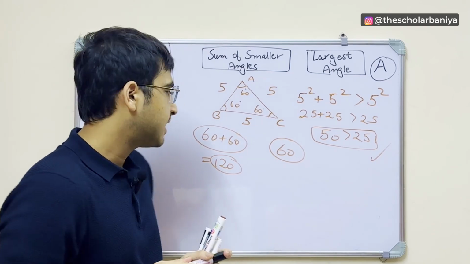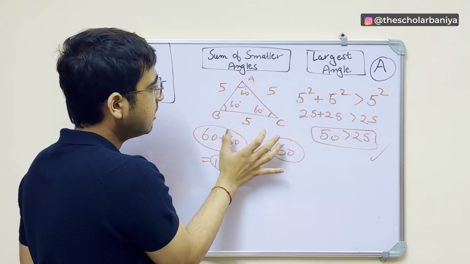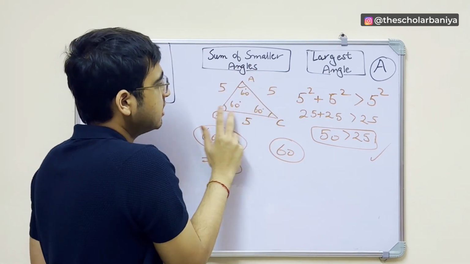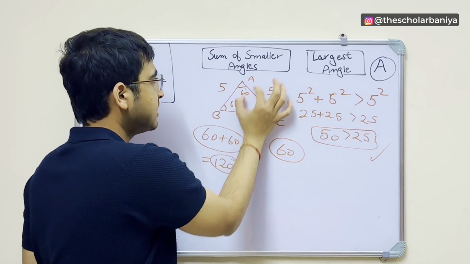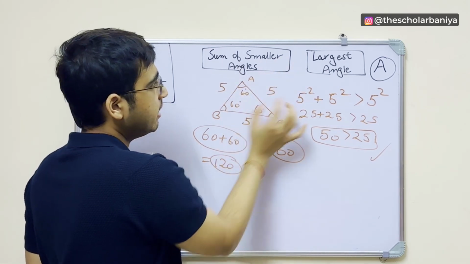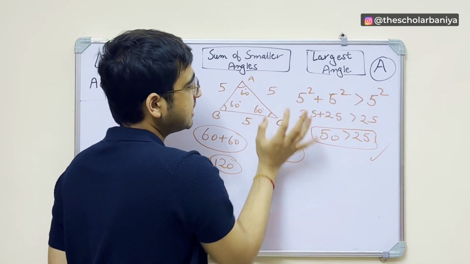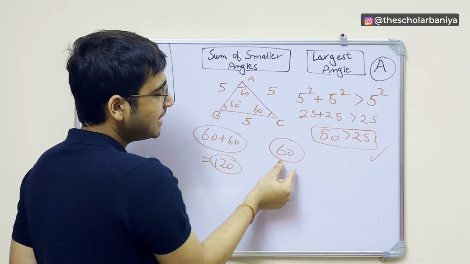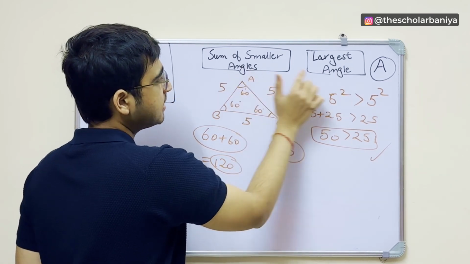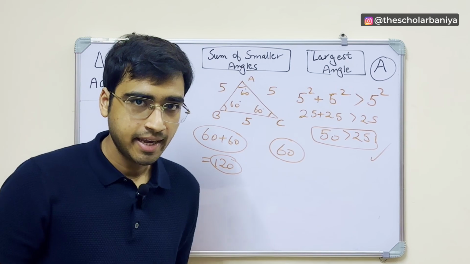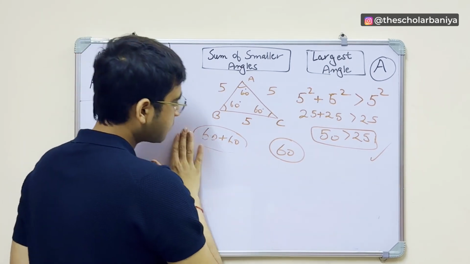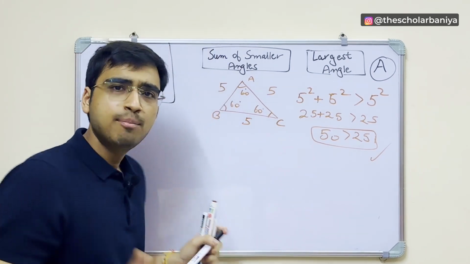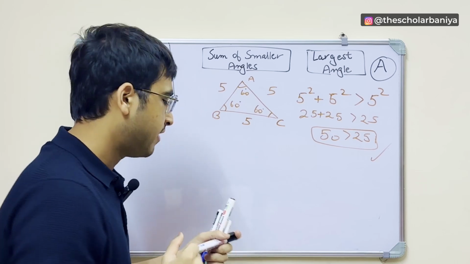I hope this makes sense, because if you take the smaller angles, we take any two angles because all the angles are equal. So 60 plus 60, which is 120, and if you take the remaining one angle, which is 60, obviously 120 is greater than 60. This part is greater than this part. That is why the answer is A. Right? Okay. So this was one possible case, for example, right?